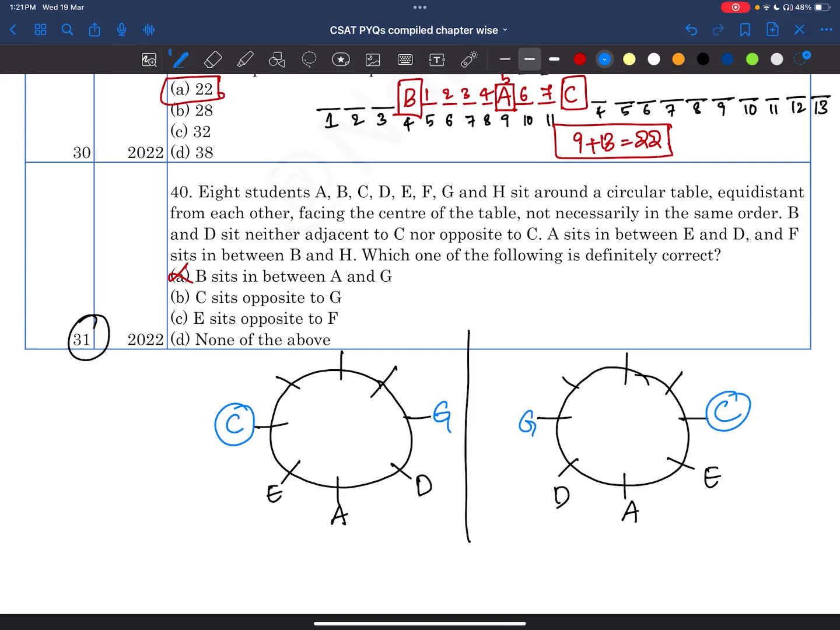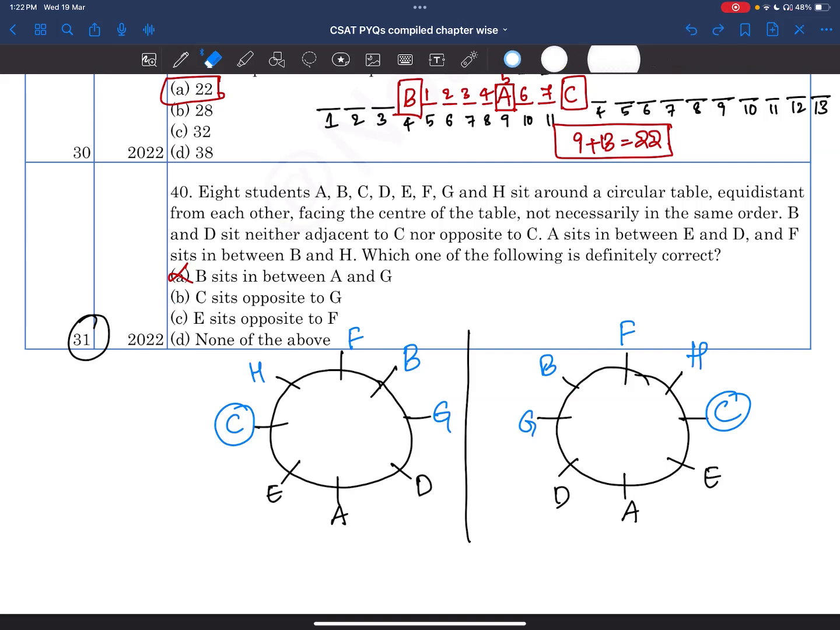Here also, what is it telling? F is between B and H, right? So B can't be adjacent to C. So B can't be here. If you write B here, we have to accommodate F and H. F is between B and H, so B should be here and F should be here. We have drawn this diagram on the basis of taking that this option is correct.